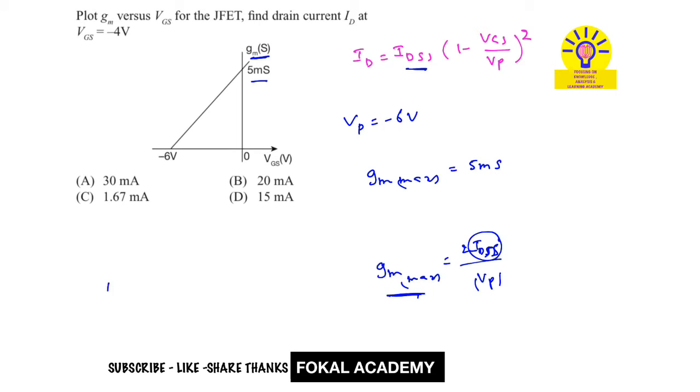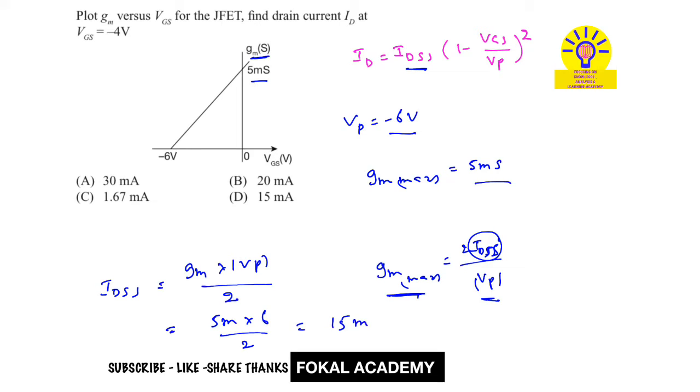So IDSS equal to GM maximum into modulus of VP divided by 2. Now substitute here. GM we got is 5 millisiemens, into modulus of VP, so minus 6 becomes 6, divided by 2. That is equal to 15 milliamperes. So this is the IDSS value.